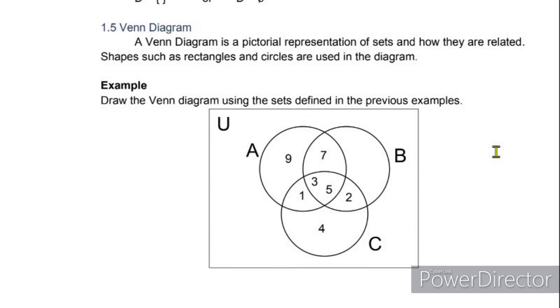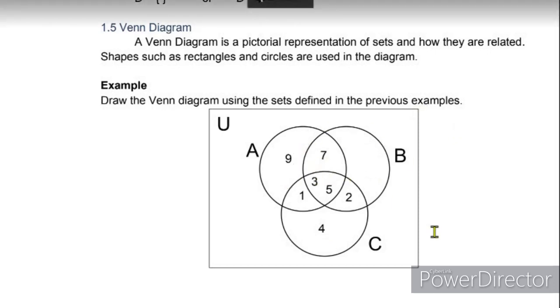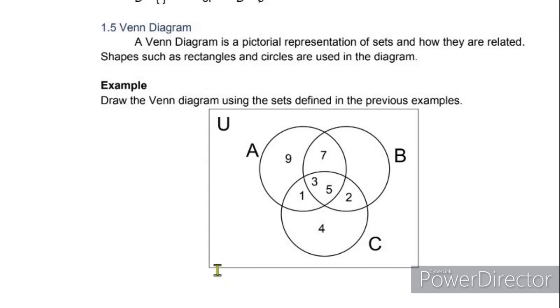Now let's go to 1.5, Venn diagram. A Venn diagram is a pictorial representation of sets and how they are related. Shapes such as rectangles and circles are used in this diagram. For example, draw the Venn diagram using the sets defined in the previous examples. As you can recall, we have a universal set, and we will write it outside the three circles, which are the given sets. So first, we will draw a big rectangle or a square to enclose those sets.